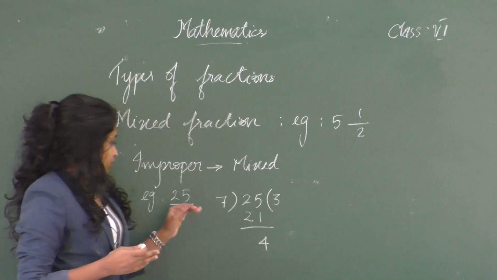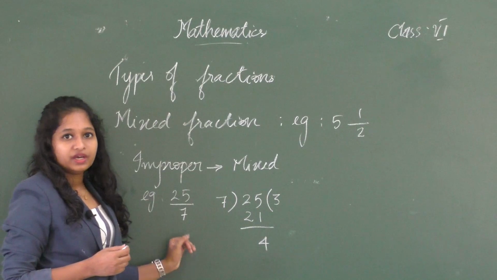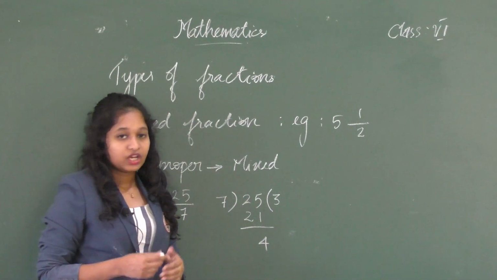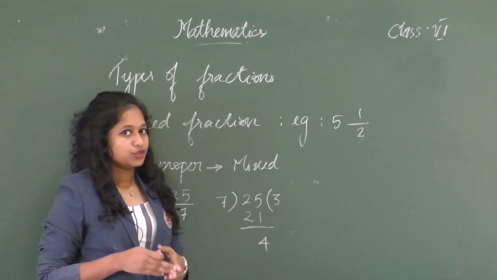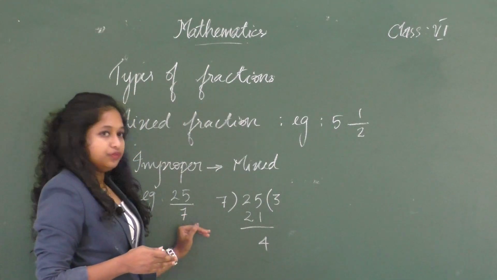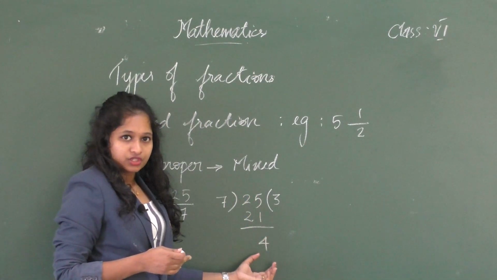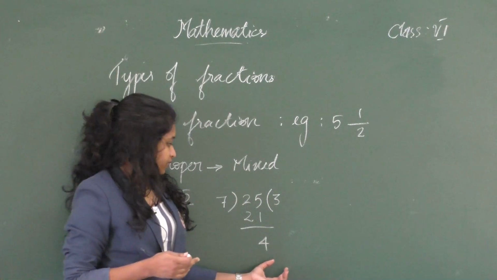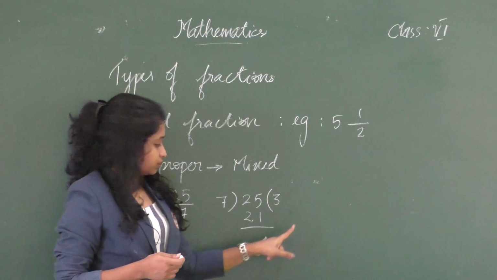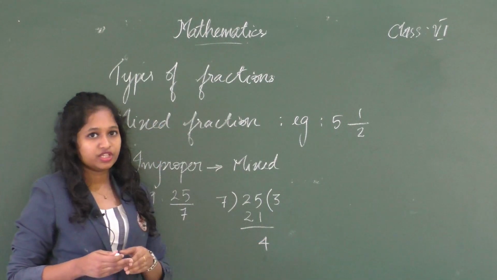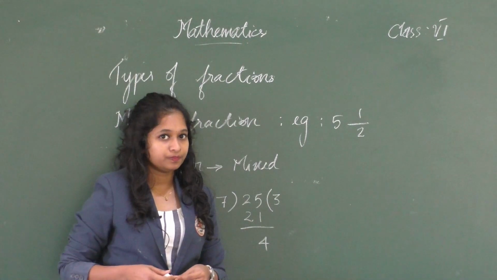I have an improper fraction here, 25 by 7. How to convert it to a mixed fraction? First, you divide 25 and 7. Okay? The normal division I have done here, and I got 3 as the quotient and 4 as the remainder. How to write it in mixed fraction form?